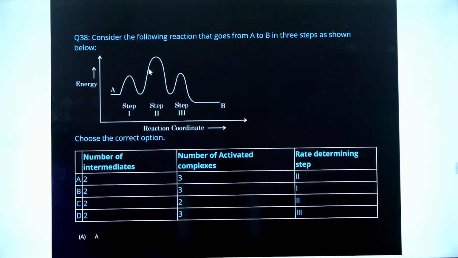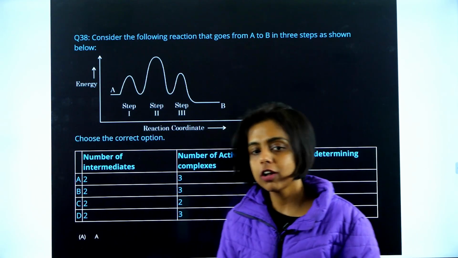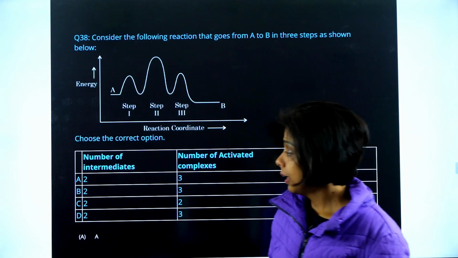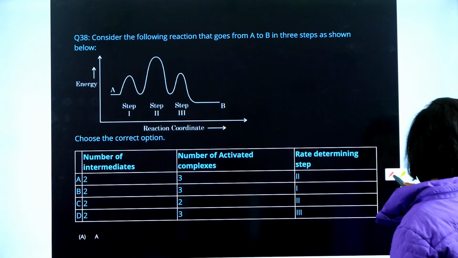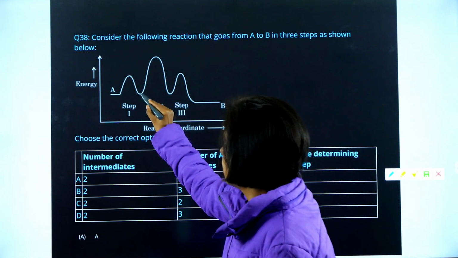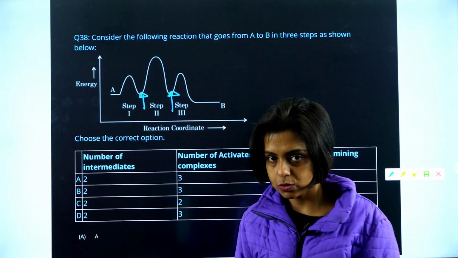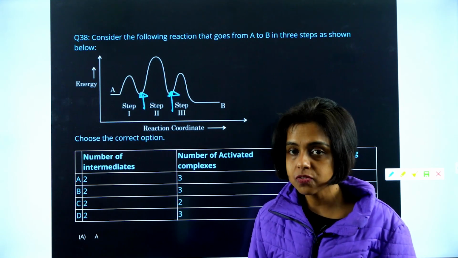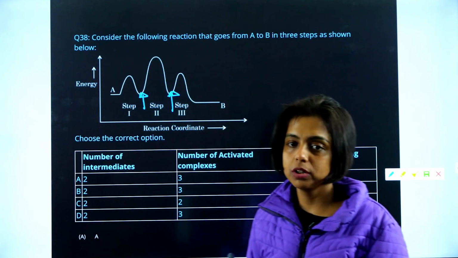Okay, now in this next question, question number 38, you have a graph, right? Energy profile diagram for a reaction. You can see the various steps, right? Now, you must be knowing in the mechanism, these minima, there are two minima, they correspond to the intermediates formed in the reaction, right? So it is a 3-step reaction as you can see from the graph. The minima correspond to the number of intermediates formed during the reaction.